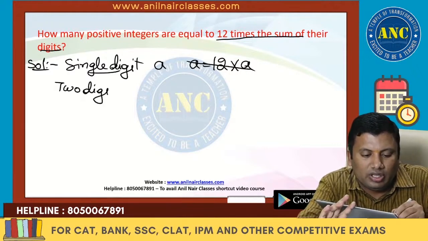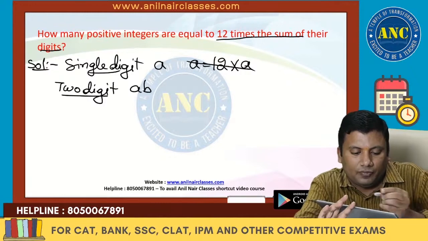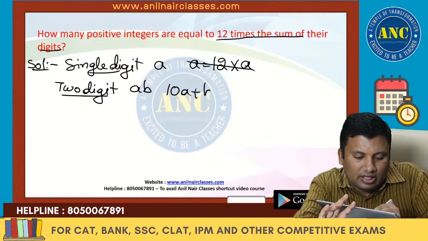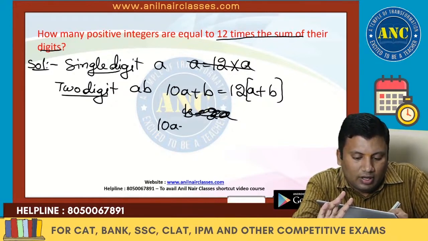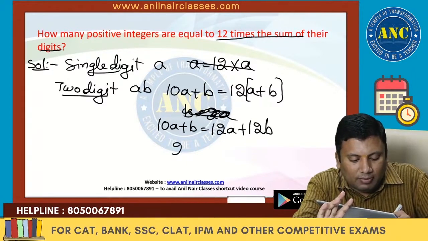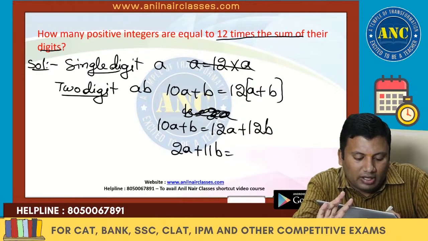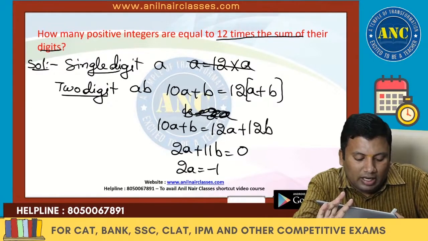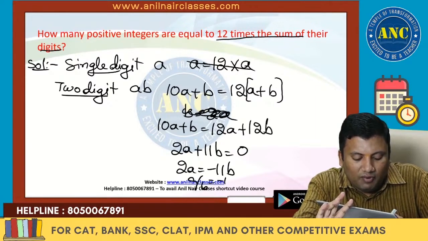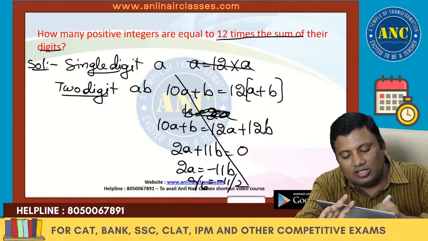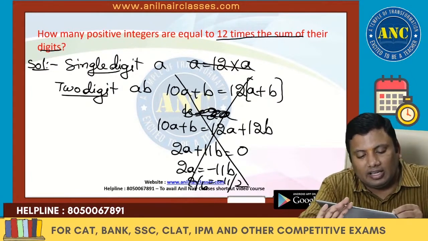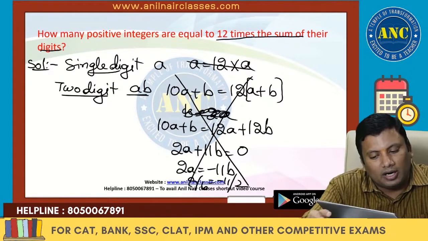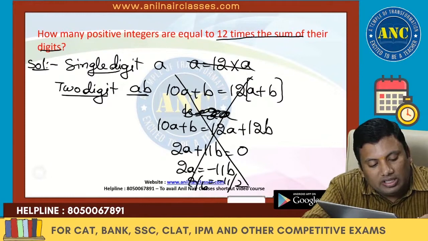Suppose I take 2 digits, AB, with A in the tens place. So 10A plus B equivalent to 12 into A plus B, which is 12A plus 12B. So 2A plus 11B equivalent to 0, 2A equivalent to minus 11B. One is negative and the other is positive, so this case is also not possible. Digits always take positive values if the number is positive. Single digit is not possible, 2 digits is not possible.